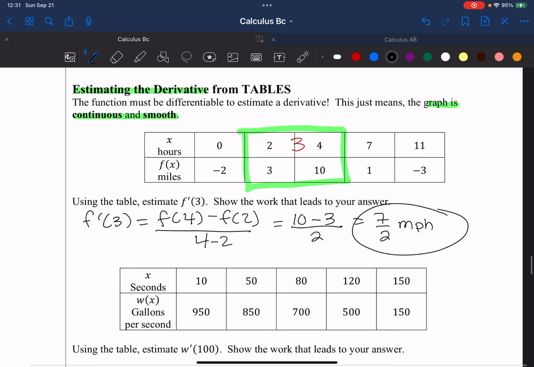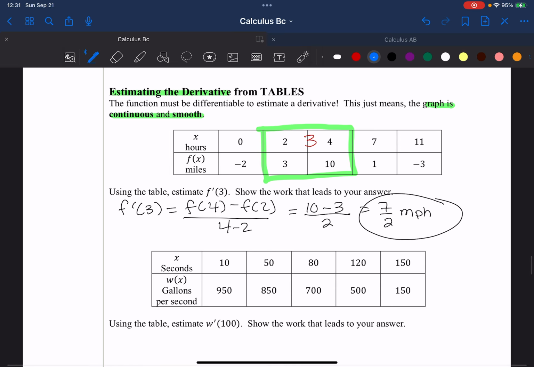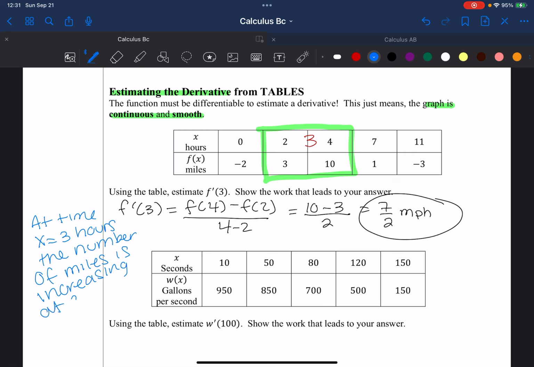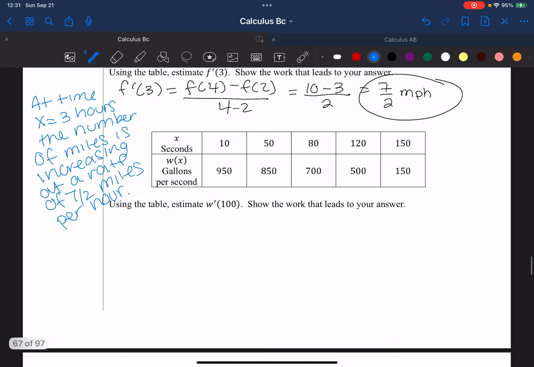Okay. So if I was to interpret this, I would say at time x is equal to 3 hours, the number of miles is increasing at a rate of 7 over 2 miles per hour. Okay, and we're going to do the same thing for the next one.